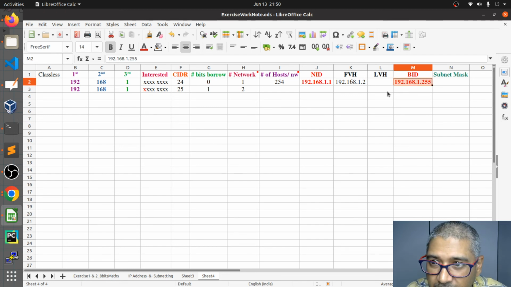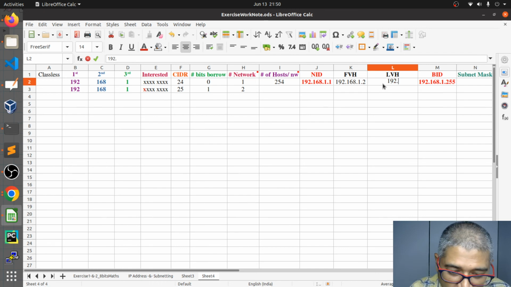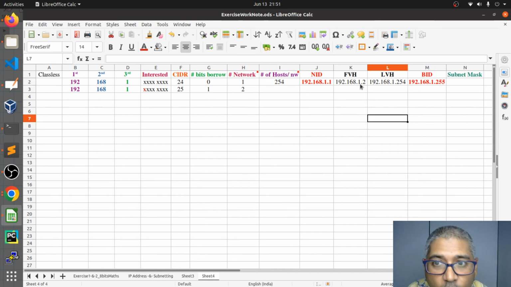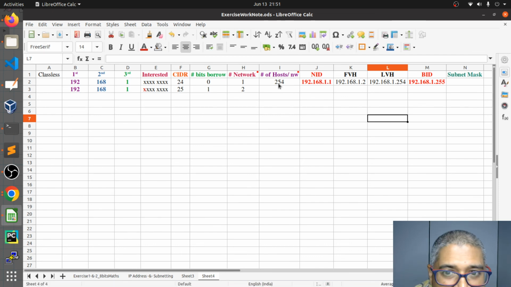And this is the broadcast IP. And what will be the last valid IP? The broadcast IP minus 1, 254. My last valid IP means from 1.2, 3, 4, 5, 6 till 254 I can assign any IP to my laptop or desktop. Clear? Because these are valid host IPs for any device. So how many devices here? 254 devices.